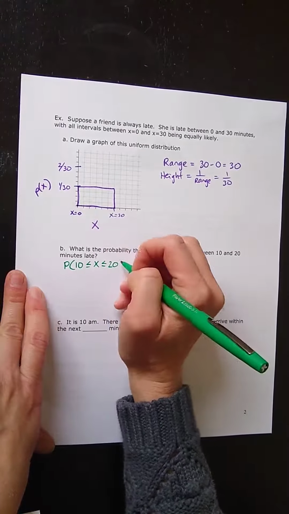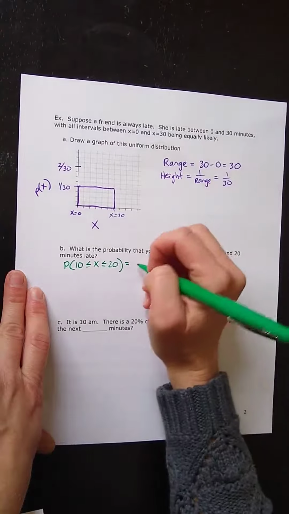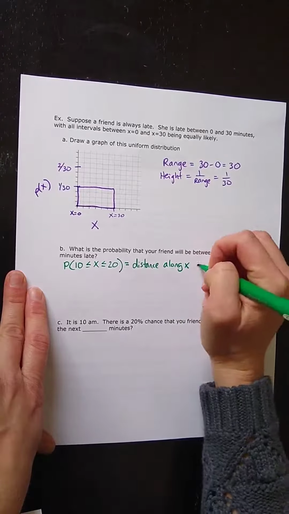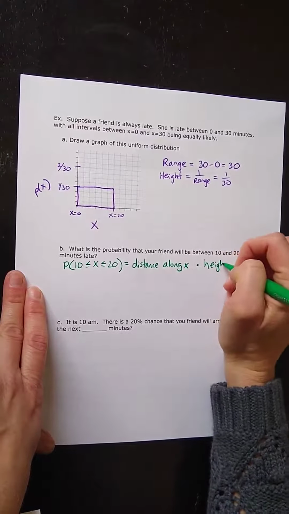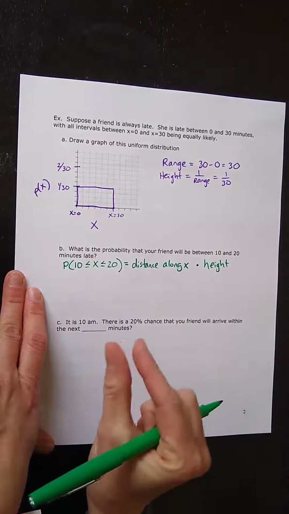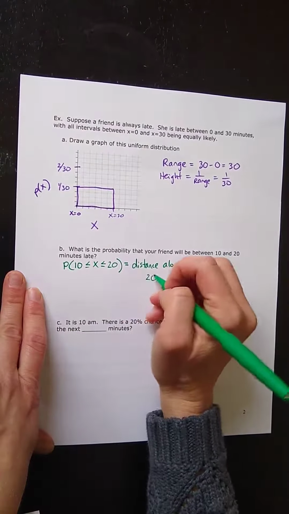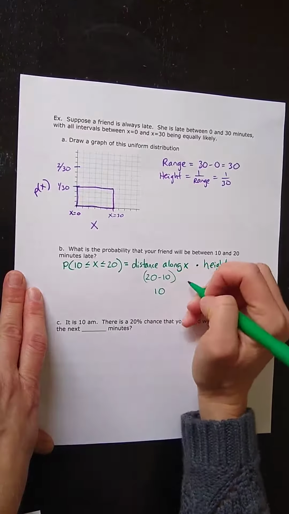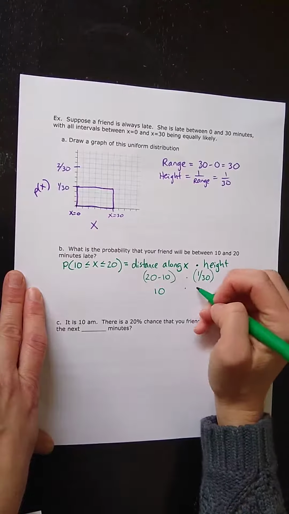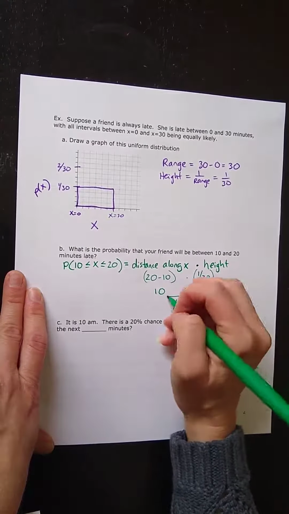I'll go ahead and use the equal signs. So that probability, according to the first page, is the distance along x multiplied by the height. So the distance along x from 10 to 20 is 20 minus 10. It's like a smaller little range. It's a subset of that whole range of 0 to 30. So 20 minus 10 is 10. And the height is that funny little 1/30th. So 10 times 1/30th is 10 30ths, or 1/3.